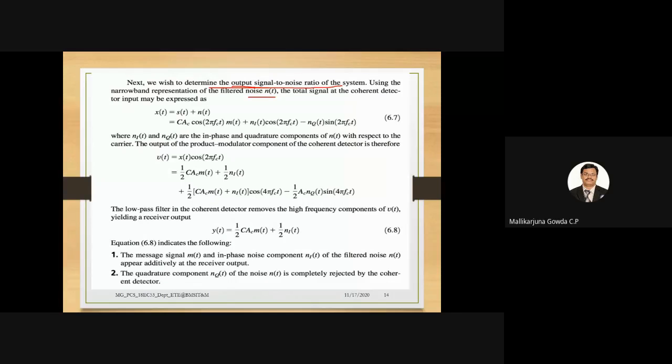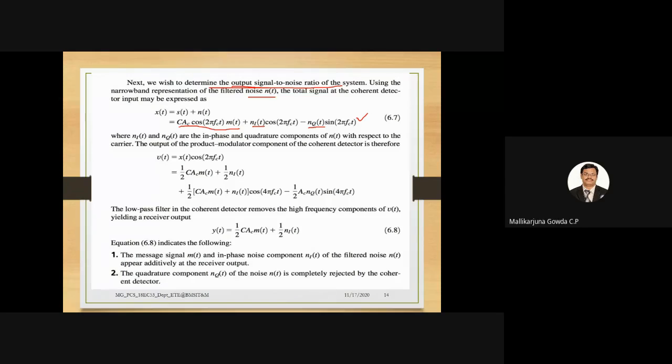So I know what s of t is. S of t is C Ac cosine of 2 pi fc t into m of t, right? This is my s of t. And n of t, the narrow band noise, I can express in terms of in phase and quadrature phase components: n_I of t cosine of 2 pi fc t minus n_Q of t sine of 2 pi fc t. This we have already discussed, how we represent the narrow band noise in terms of in phase and quadrature phase components. So I just substitute the values of s of t and n of t here.